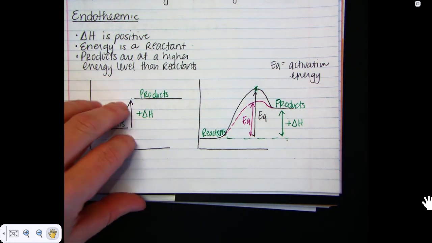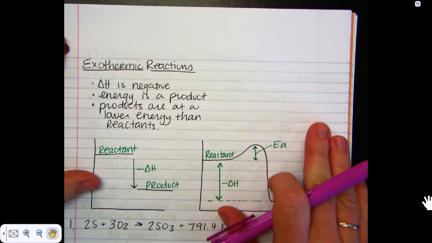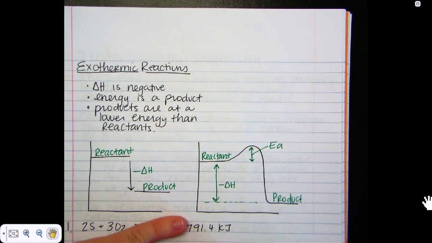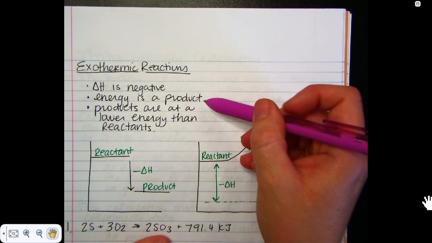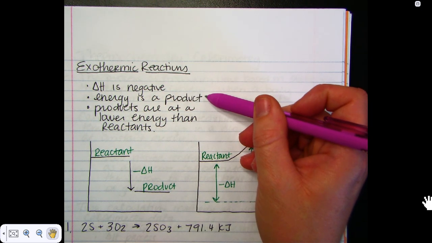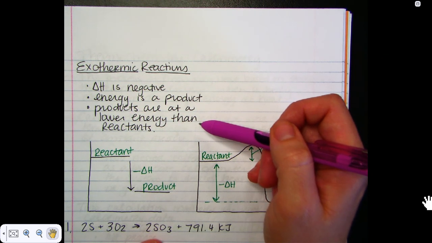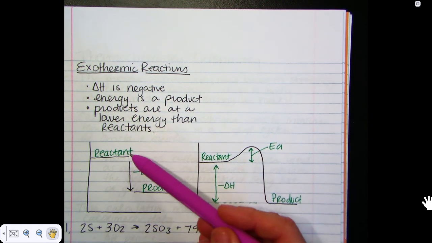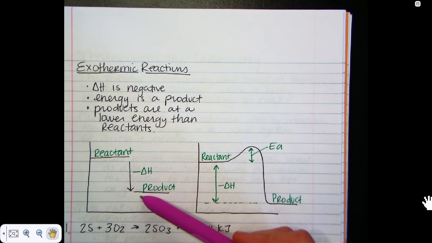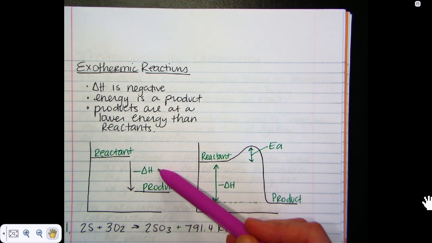So let's look at now an exothermic enthalpy diagram. All right, so my exothermic enthalpy diagrams. My delta H is negative to show me that the energy is a product, it's being released. My products are at a lower energy position than my reactants. So my reactants are high, we're going to release energy. My products are low. My delta H is negative.